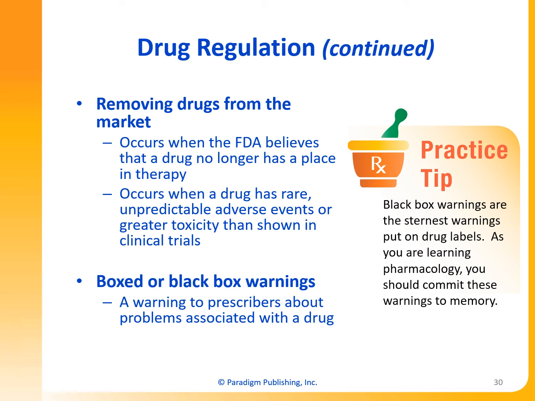Removing drugs from the market occurs occasionally when the FDA believes that a drug no longer has a place in therapy, or if there are rare, unpredicted adverse events. When I first started in pharmacy, there was a group of medications called COX-2 inhibitors. They were a group of anti-inflammatories used largely for rheumatoid arthritis, and one of them was called Vioxx, and that drug was all the rage when I first started in pharmacy. Everyone was prescribing that, and it was later recalled because it had an increased risk of heart attacks and strokes. In 2004, the FDA actually removed that drug from the market.